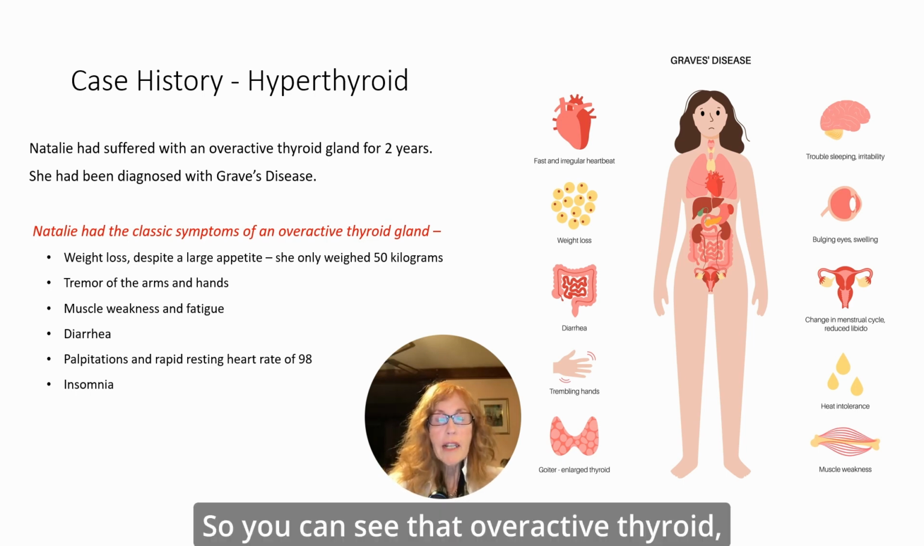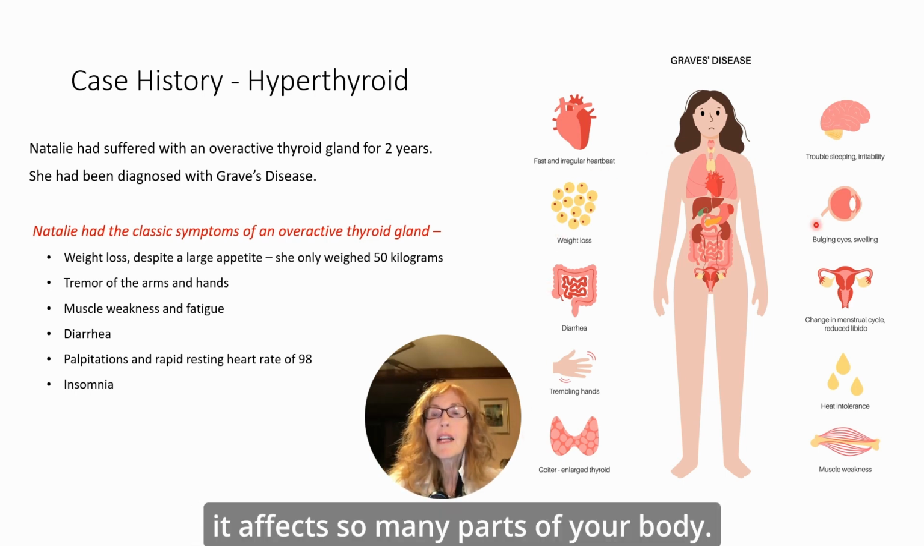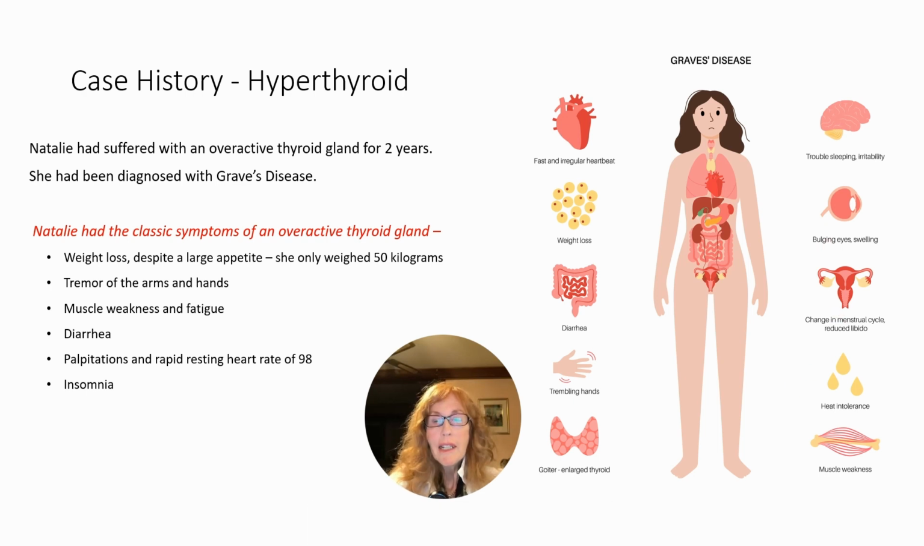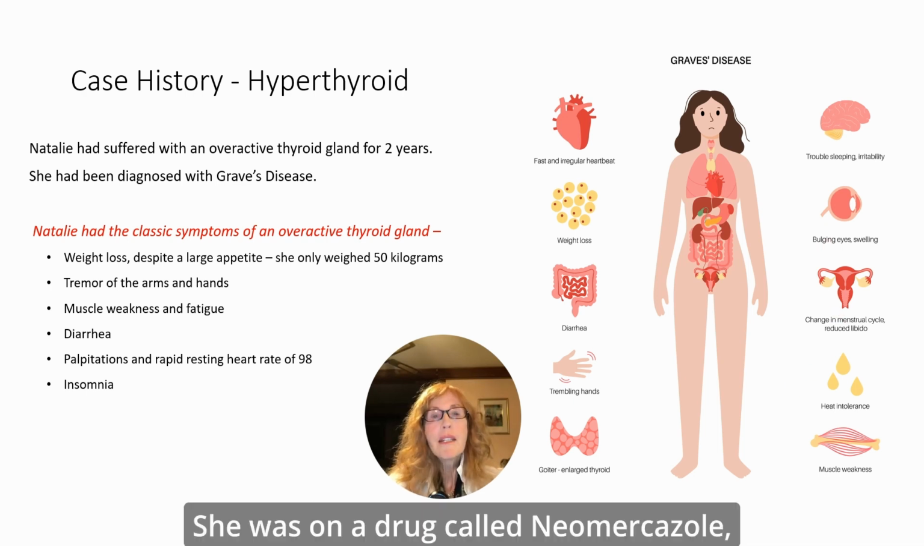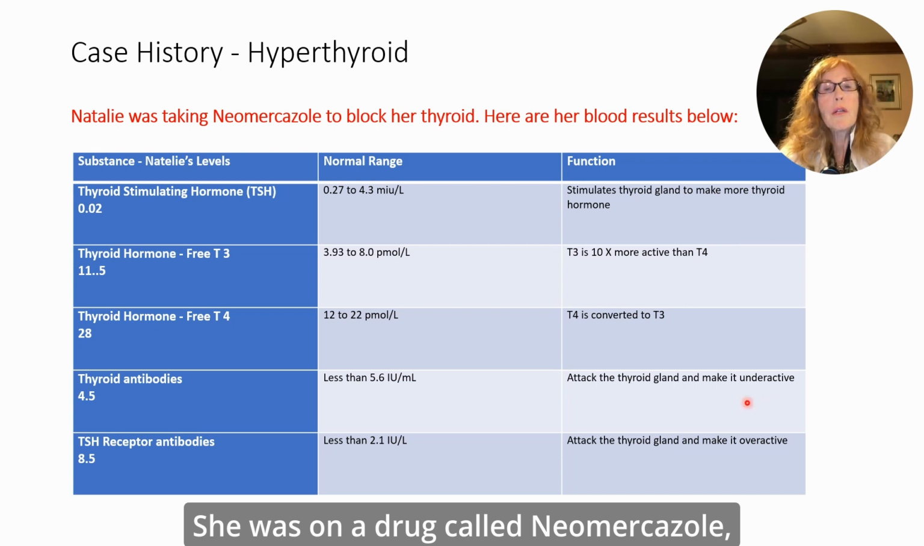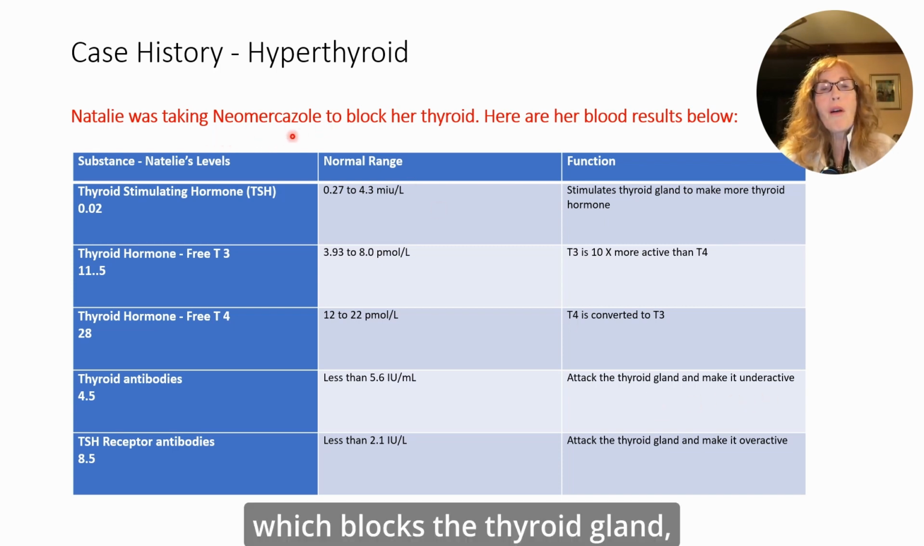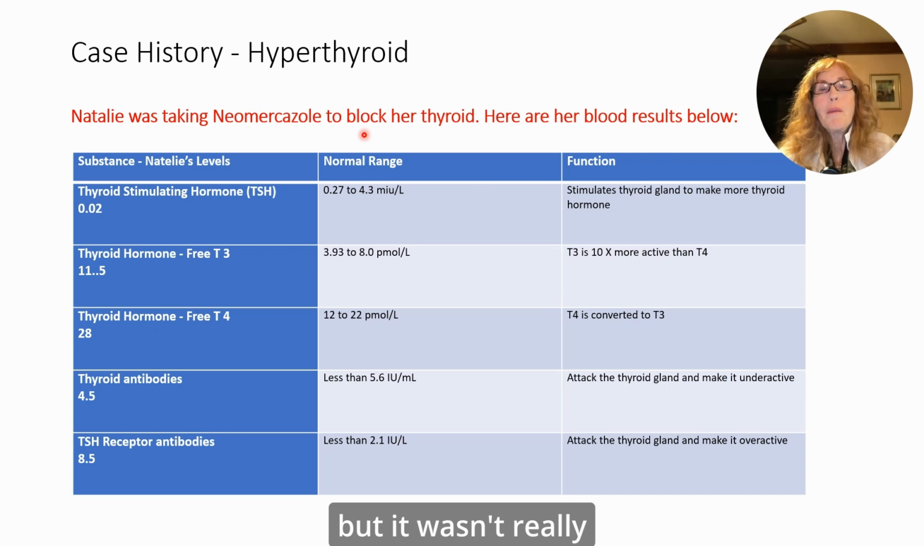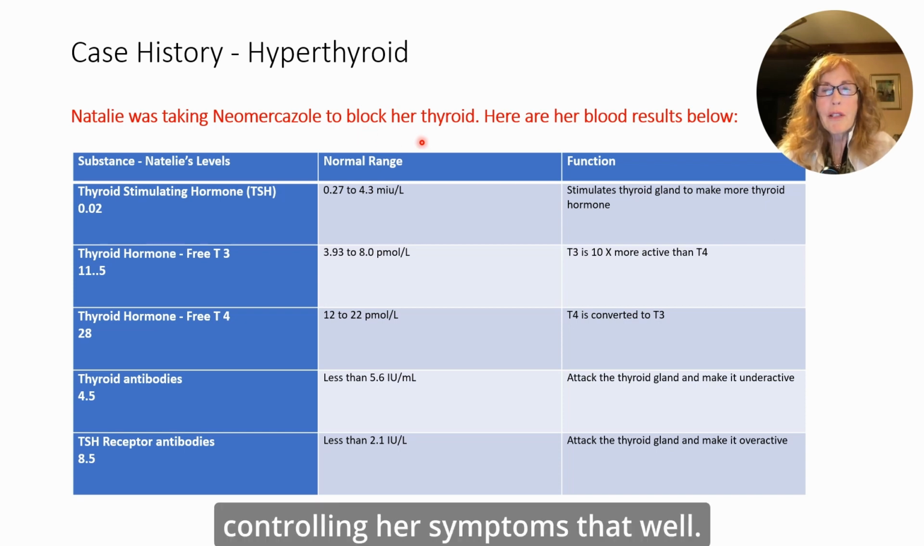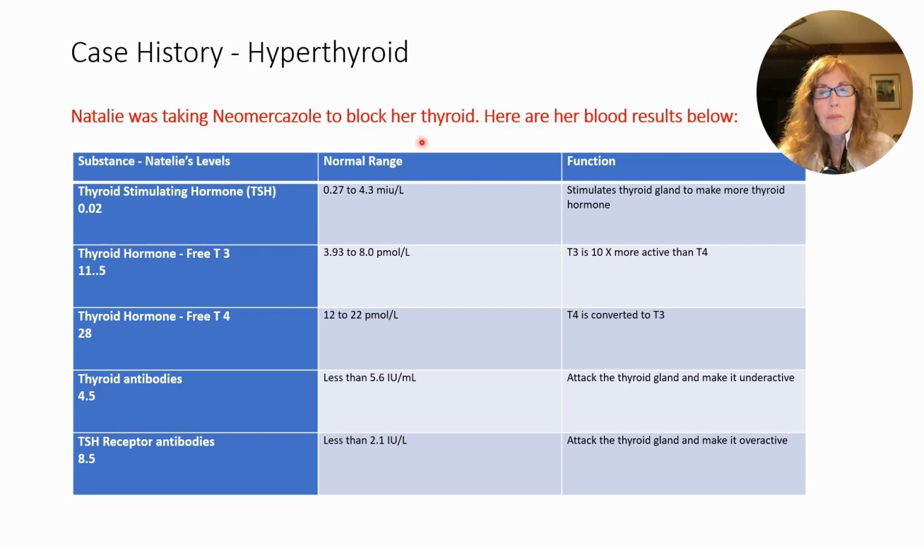So you can see that overactive thyroid affects so many parts of your body. It's not very pleasant. She was on a drug called neomercazole, which blocks the thyroid gland. But it wasn't really controlling her symptoms that well.